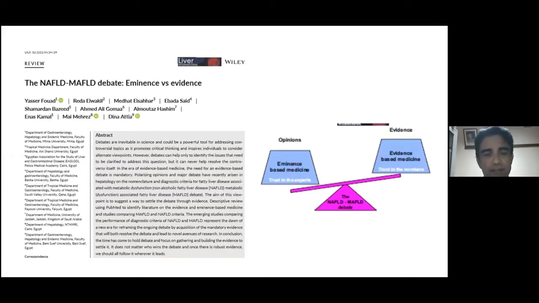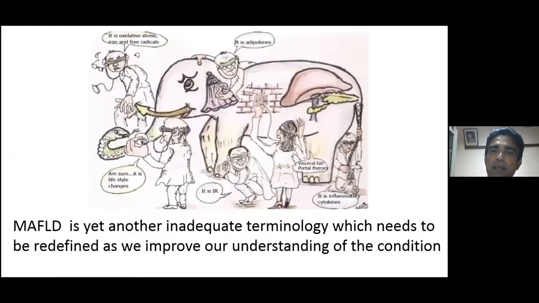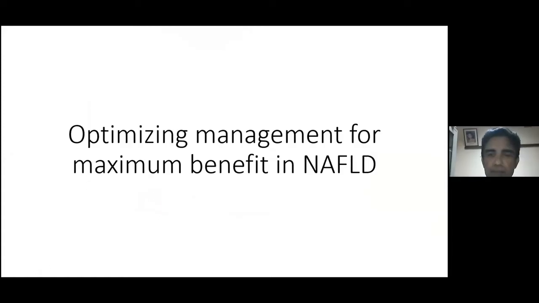rather than evidence. So finally, to conclude, non-alcoholic fatty liver disease has so many deficiencies. It's a diagnosis of exclusion, and it places so much emphasis on alcohol, which is sometimes not true. However, the new terminology, metabolic dysfunction associated fatty liver disease, also has so many insufficiencies. So MAFLD is yet another inadequate terminology which needs to be redefined as we improve our understanding of the condition. So I will keep the old name. I will discuss this condition from now onwards as non-alcoholic fatty liver disease.